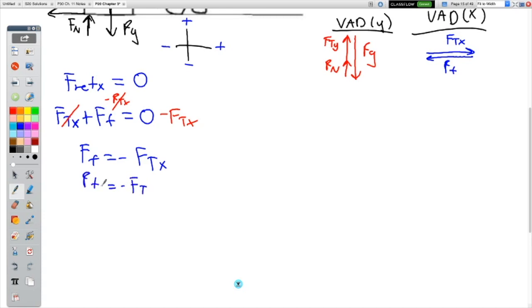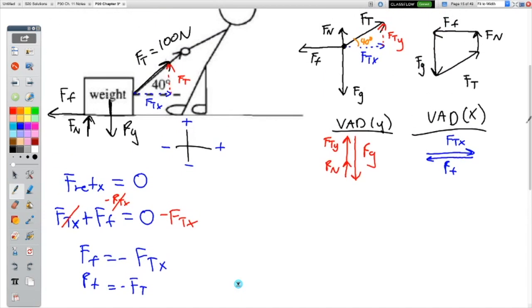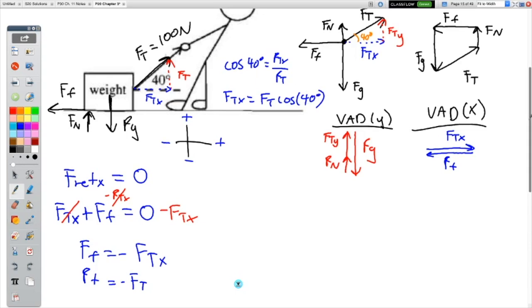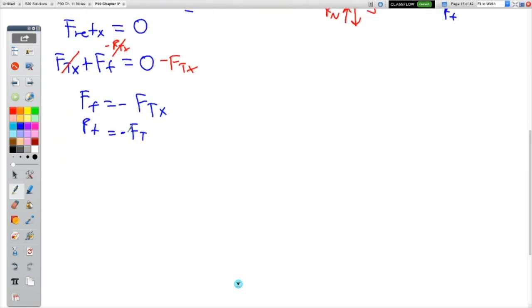Okay, what is FTX, right? Go back to our diagram here. Well, it's adjacent to FT's hypotenuse, right? So we know FT, it's 100 newtons. So it's adjacent and hypotenuse, that's cos, right? Cos of 40 equals adjacent FTX over hypotenuse FT. So FTX equals FT times cos 40, right? Just multiplying both sides by FT. Okay, so the force of friction equals negative FT cos 40 degrees, and is therefore equal to negative 100 newtons times the cosine of 40 degrees.